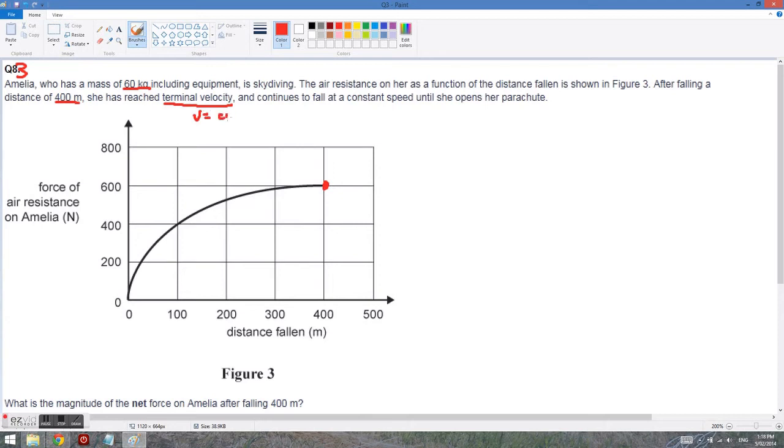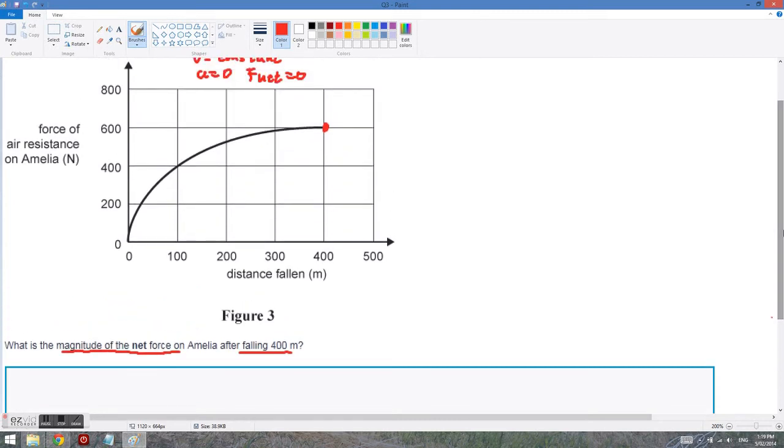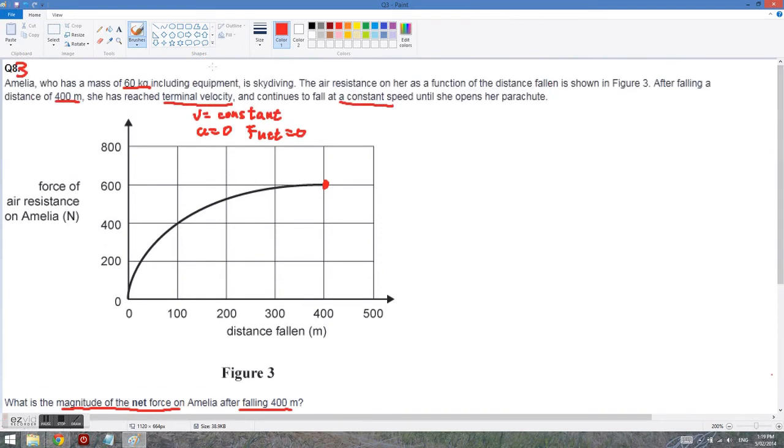Velocity is constant. So what does it mean? Acceleration will be zero, the net force will be zero, and she continues to fall at constant speed until she opens her parachute. So let's look at the question. What is the magnitude of net force on her afterwards? We know afterwards the net force is zero, because it's terminal velocity and she moves at constant speed, acceleration will be zero, the net force will be zero.